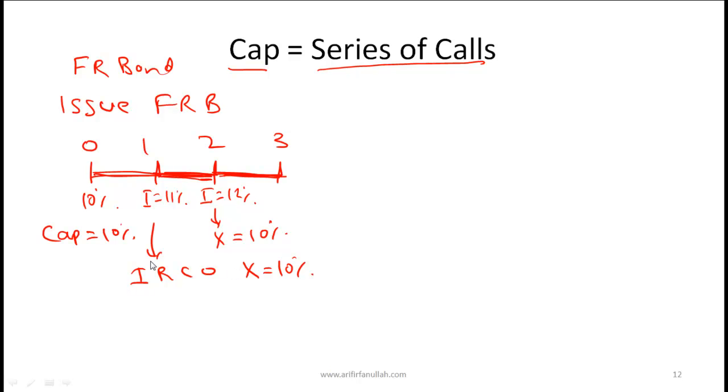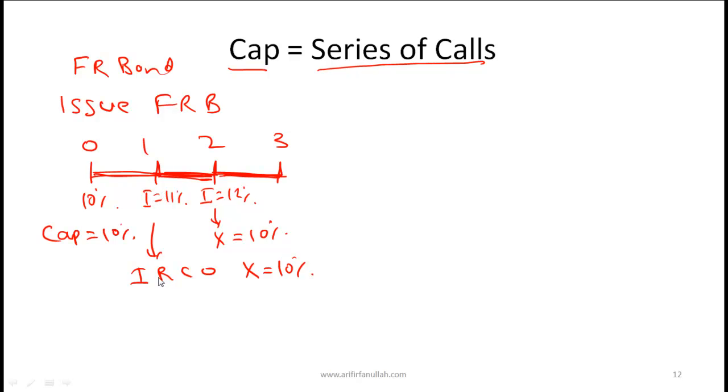So this call over here, which expires at the end of period 1 with a strike price of 10, and a second interest rate call option which expires over here. And obviously if you have a longer term bond, this could just go on. Now what happens? You get to the end of period 1 and now you are starting period 2. Interest rate is, let's say, 11%.